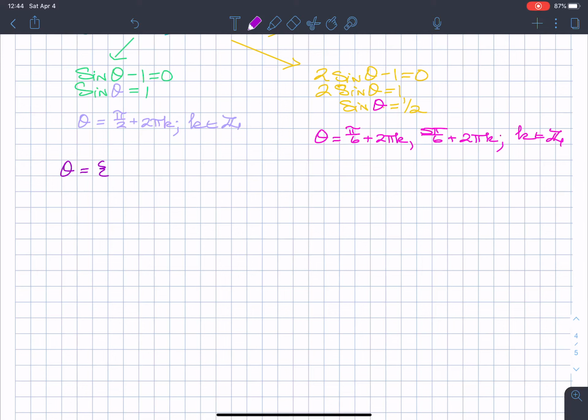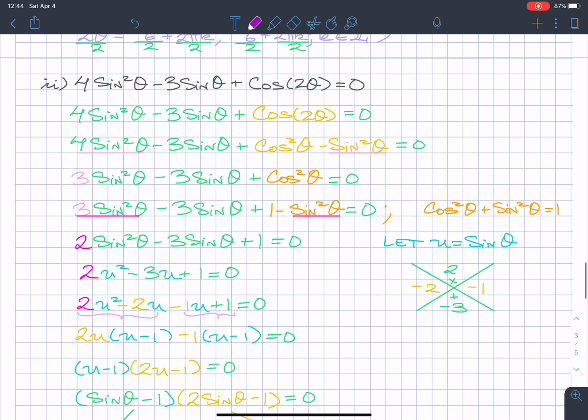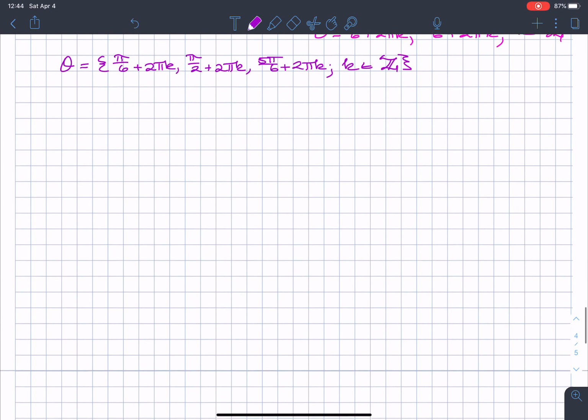from smallest to largest, let's do pi over 6 plus 2 pi k, then pi over 2 plus 2 pi k, then 5 pi over 6 plus 2 pi k, where k is any integer. And I don't like that integer symbol. Let me write that better. Okay, there we are. So those are the infinitely many solutions to that problem.